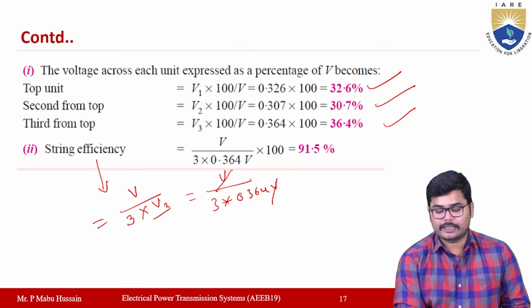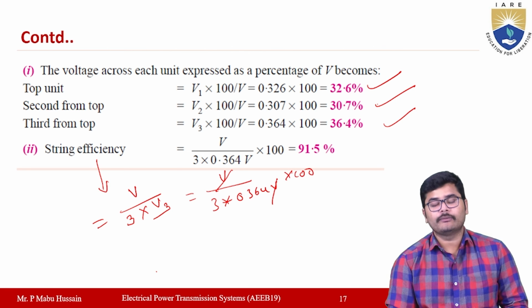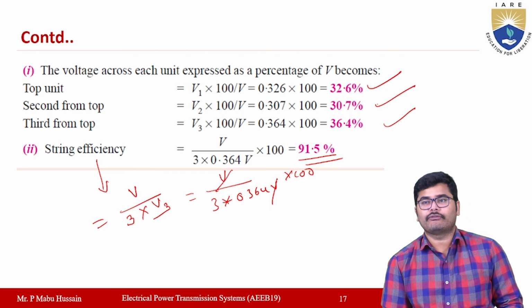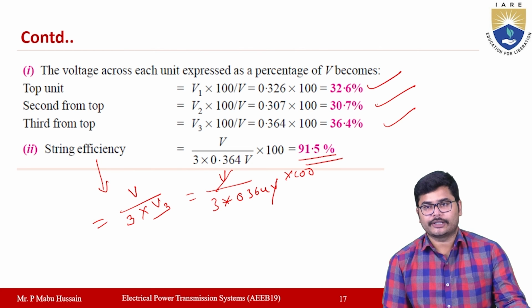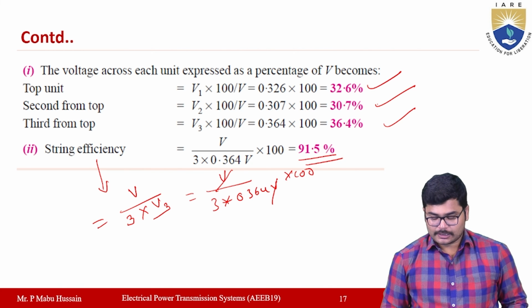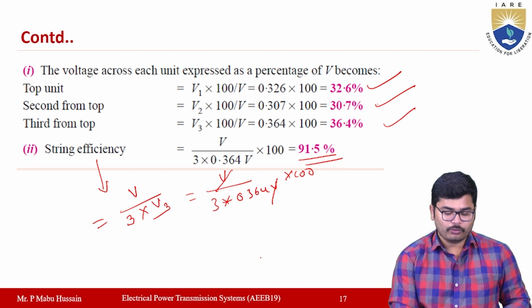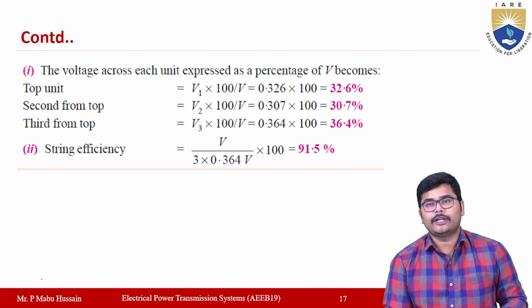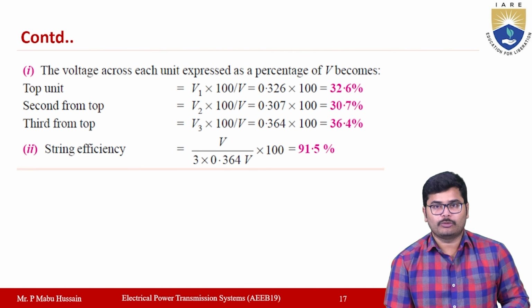So this V will get cancelled. If you multiply with 100, you will get the percentage of string efficiency. So that value is 91.5% we are getting. Okay, so this is how you can determine the voltage distribution across each unit as a percentage of line to earth voltage. Okay, this is a very important problem.